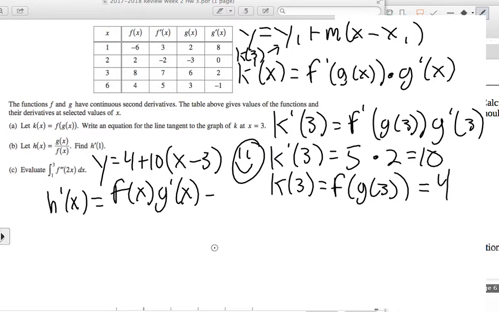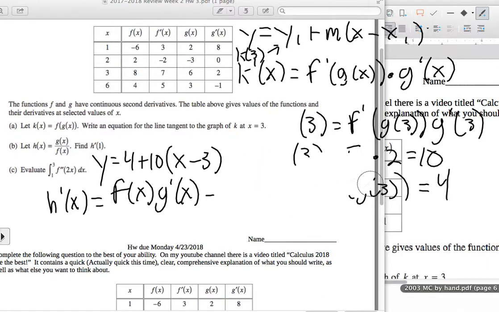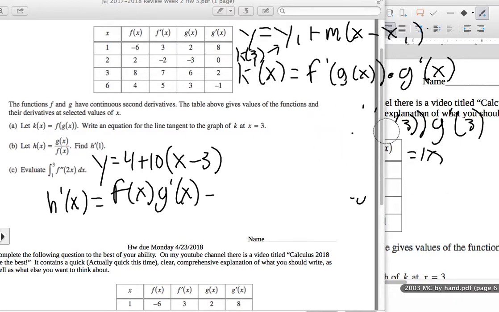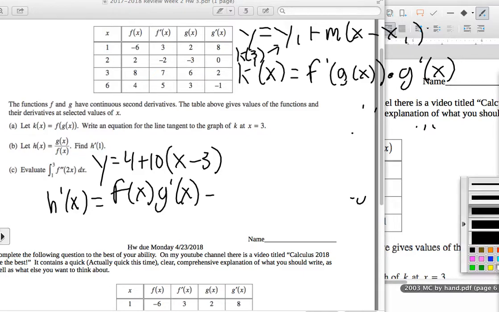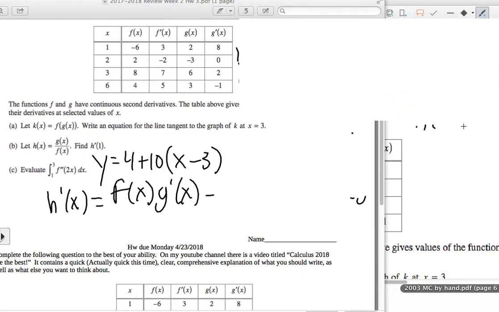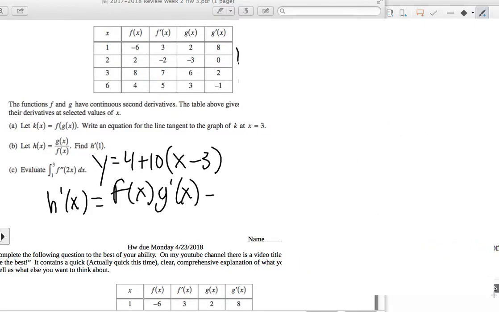minus, let's make a little room. Pardon the interruption, pardon the interruption. That's a little DSA announcement joke.